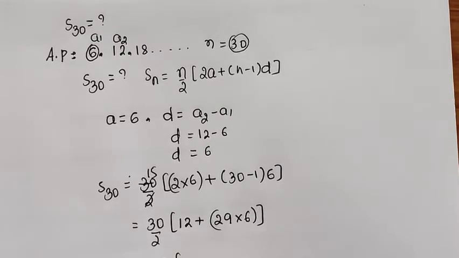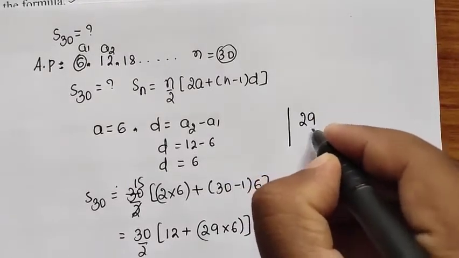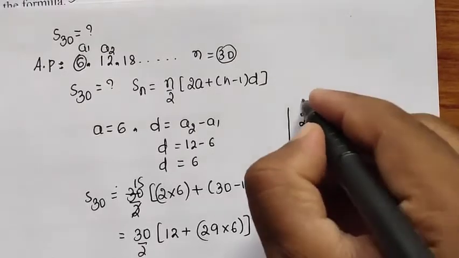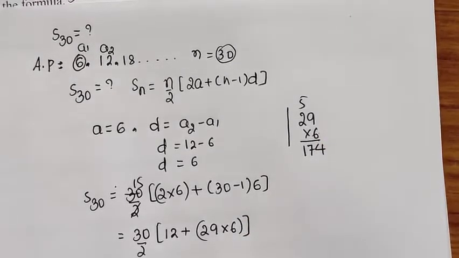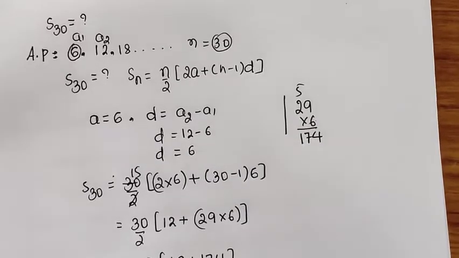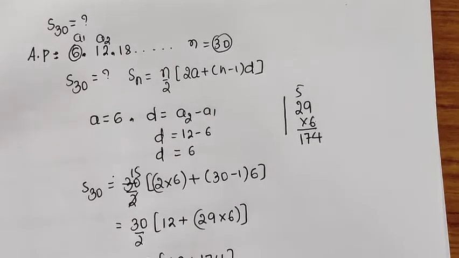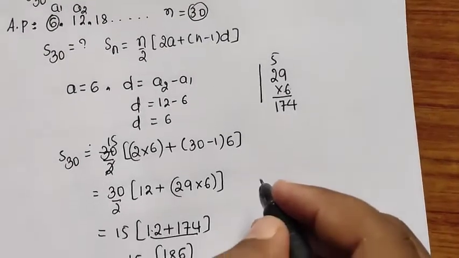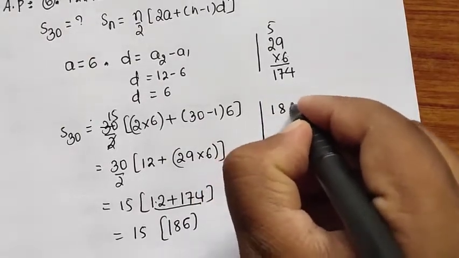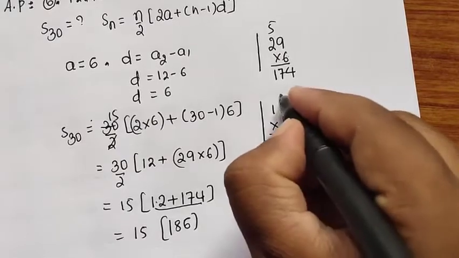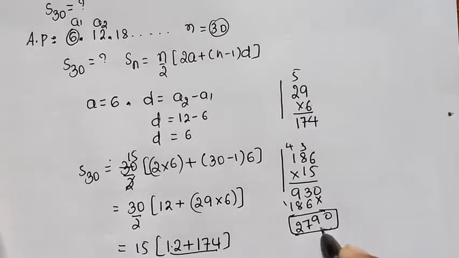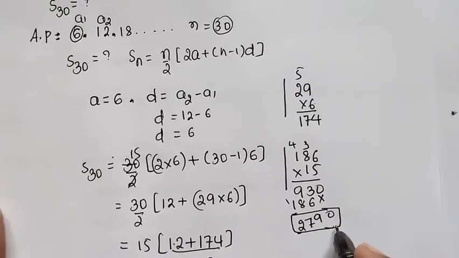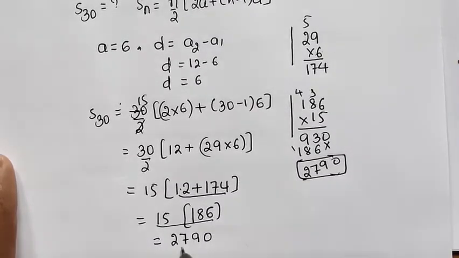So 15 is to be multiplied by 12 plus 29 into 6. Now 29 into 6 we calculate in rough work. 9 sixes are 54, 5 carry, 6 twos are 12, so 17, 174. So 12 plus 174. Now 12 plus 174: 2 plus 4 is 6 and 1 plus 7 is 8, so 186. 186 into 15, if you multiply, you will get the answer. So let us do 186 into 15 now. 5 sixes are 30, 0, 3 carry, so we multiplied it, and the answer came to 2790.